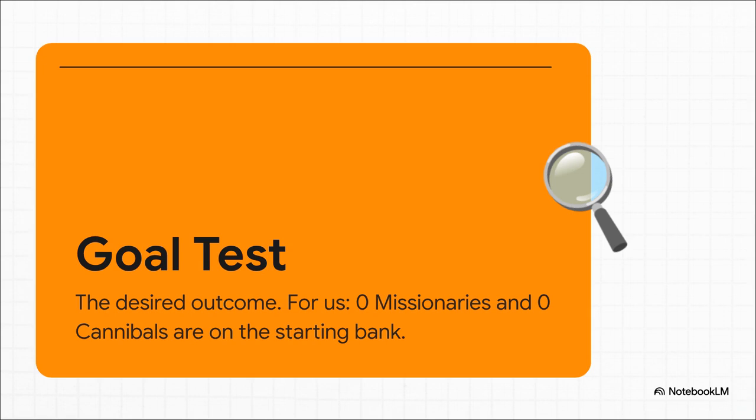And last but not least, we give the AI a goal test. This is basically the finish line. The computer knows it has won the game when there are 0 missionaries and 0 cannibals left on that starting bank. Everybody's on the other side.